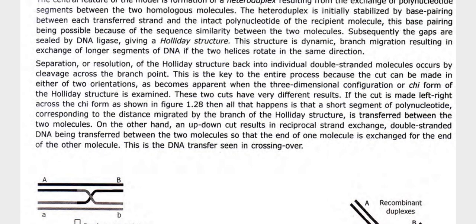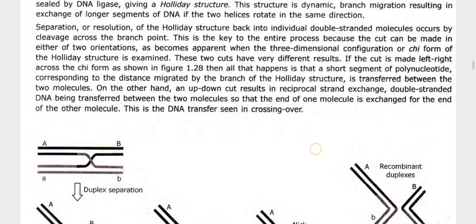then all that happens is that a short segment of polynucleotide corresponding to the distance migrated by the branch of the Holliday structure is transferred between the two molecules. On the other hand, an up-down cut results in reciprocal strand exchange, double-stranded DNA being transferred between the two molecules so that the end of the one molecule is exchanged for the end of the other molecule.